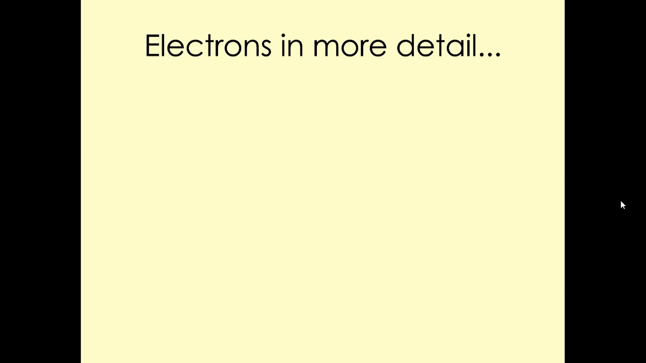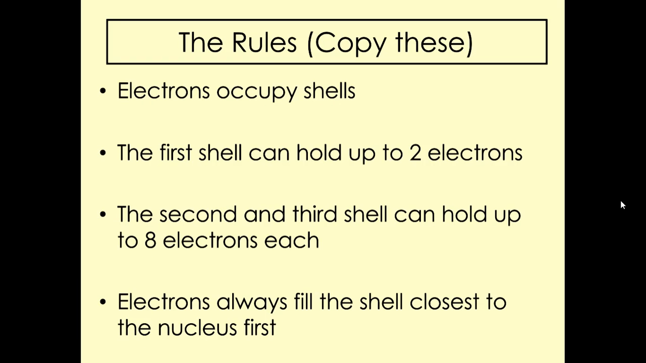So we need to look at electrons in more detail. That's what today's lesson is about. So you need to know the rules for electrons. So first of all, we already know that electrons occupy shells or orbits around the nucleus. But what we've not discussed before is that there's more than one shell. And the first shell, so when we say the first shell, we mean going from the nucleus outwards. So if you start in the nucleus and you travel outwards, the first shell can only hold 2 electrons. And then the second and third shell can hold up to 8 electrons each.